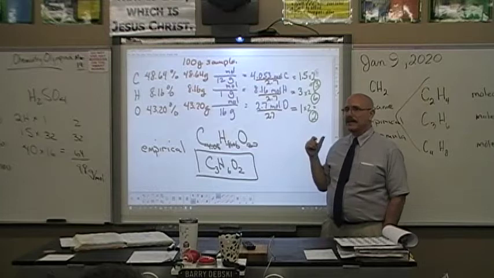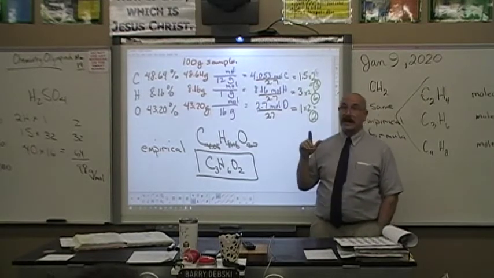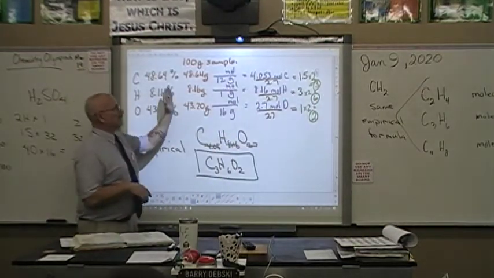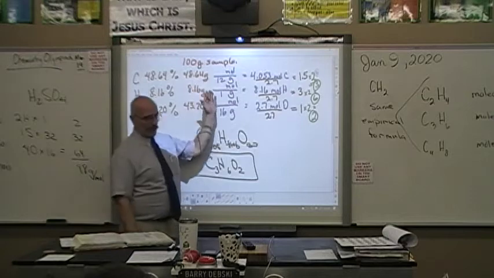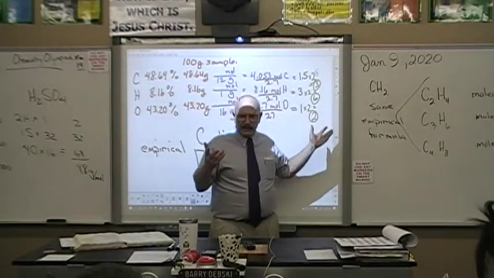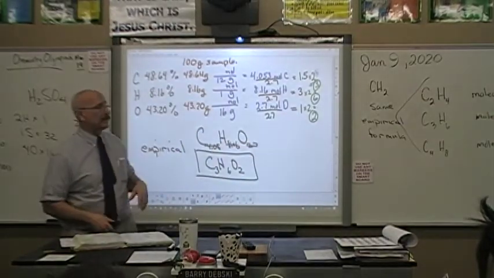Okay, this is a little bit of a longer problem. Does everybody understand? This takes some steps. This is not a 2-step problem. This is change them into grams, change them all to moles, divide by the smallest number, and then multiply if needed to get them to whole numbers. You might want to write that down. It's like a 4-step process, okay?